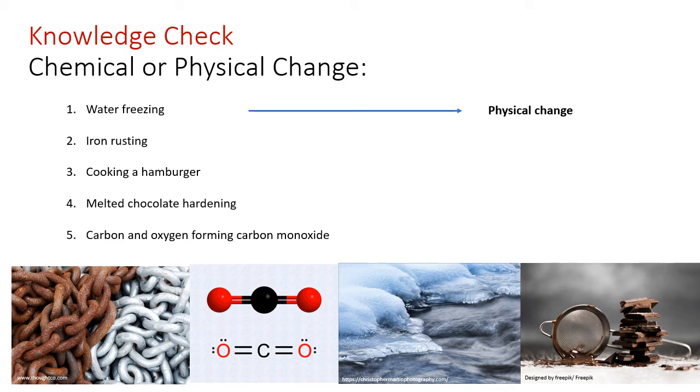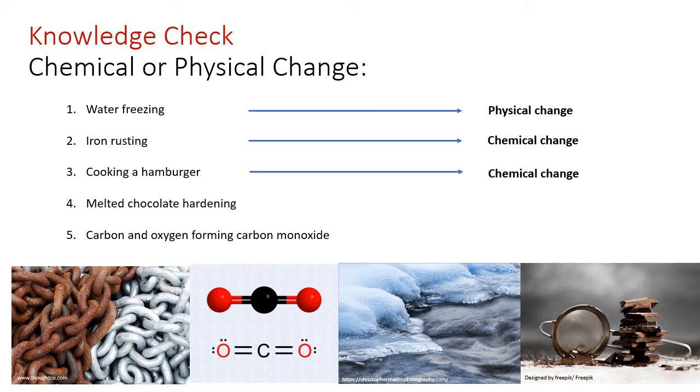Iron rusting. Rusting iron is a chemical change. Rust is formed through a process called oxidation. While you can remove the rust from the iron, you cannot take the rust and turn it back into iron. So it's actually a chemical change. Cooking a hamburger is a chemical change. And typically cooking anything will be a chemical change because it actually causes changes in the bonding within the food.